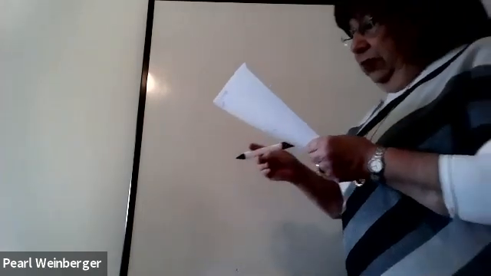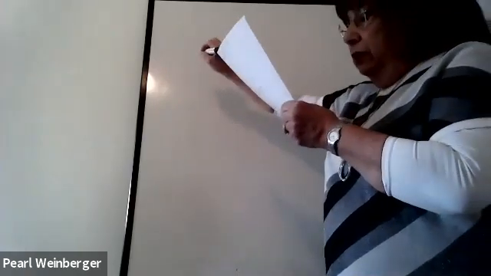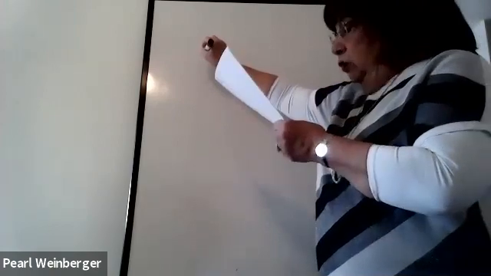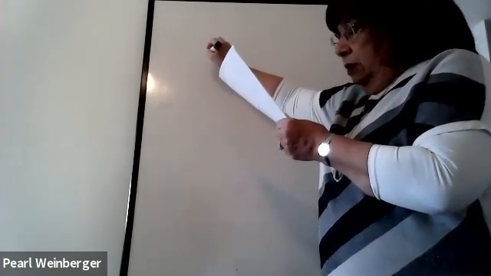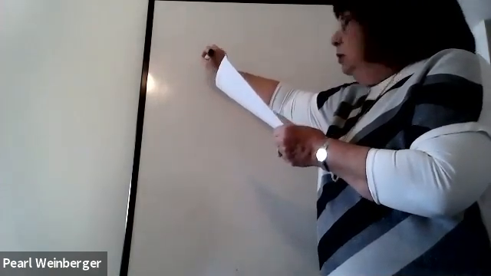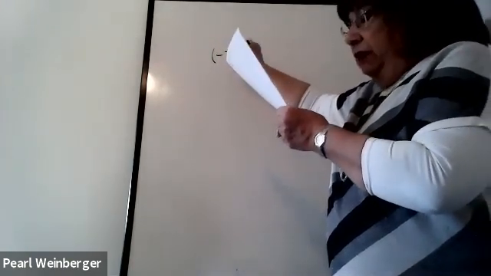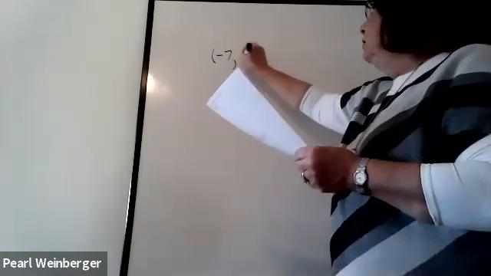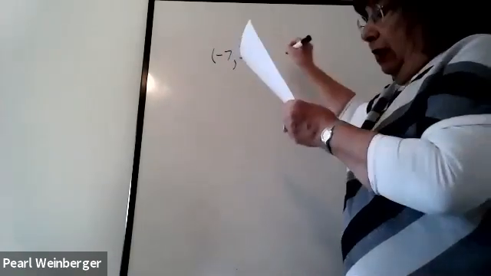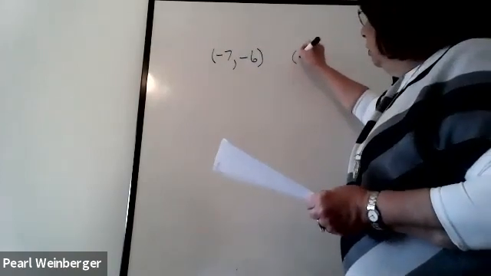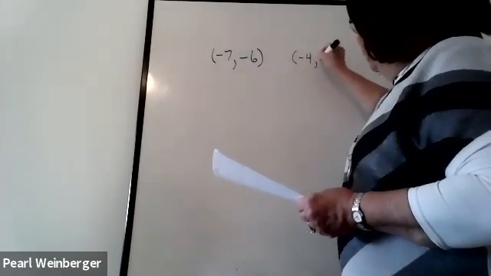These are not the exact questions on that practice midterm, they're similar. One question says, find the equation of the line through the pair of points. The 2 points they're giving us are (-7, -6) and (-4, 9).